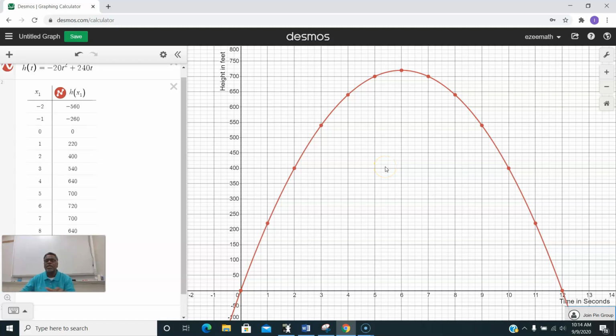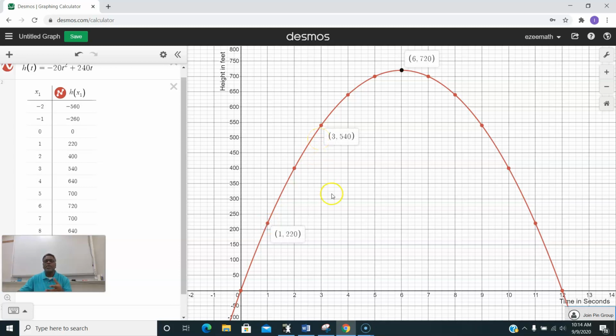All the information that is needed to answer the questions in your task is available here now. For example, in 3 seconds, that was one thing. What is the maximum height? It reached a maximum height of 720 in 6 seconds. And then they'll ask you to find the rate of change. What is the rate of change from, let us say, 1 second to 3 seconds?